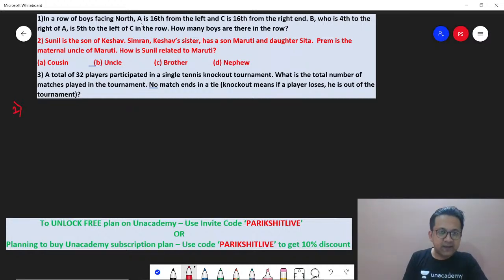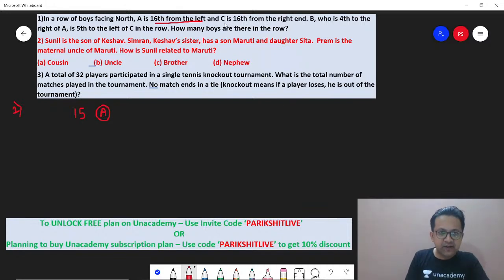Now, what they say: A is 16 from the left end. 16 from the left. So, try to draw it. Put A out here, mark A, and 16 from the left would mean there are 15 more people on the left side of A. Will you agree? 15 on the left side of A, and A has got to be the 16th one.